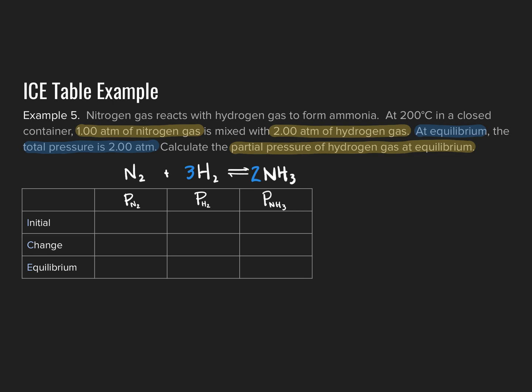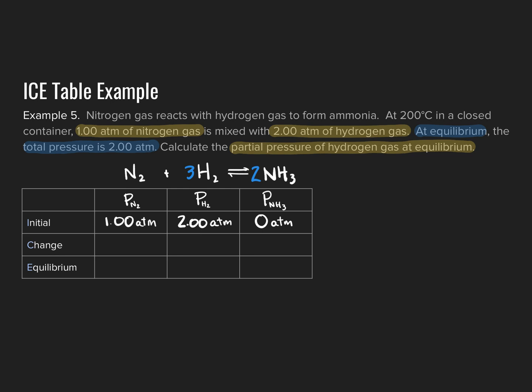And we can now start to fill in the given information into our ice table. Starting off under initial conditions, I'm going to label the partial pressure of nitrogen as 1.00 atmosphere, and of hydrogen as 2.00 atmospheres. And again, because I've been told nothing about any other reactant species or initial species present, I'll go ahead and label a 0 for the initial partial pressure of the product ammonia.